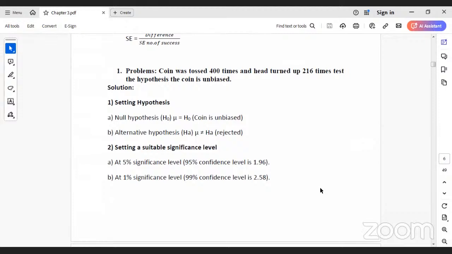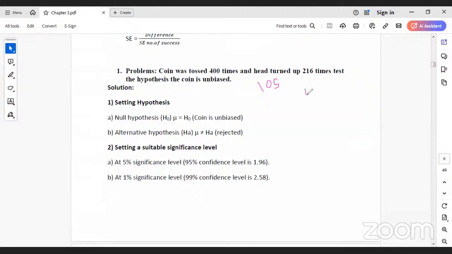Then the alternative hypothesis, HA, mu is not equal to mu, that is rejected. Next is setting a suitable significance level. In this problem, I have written two LOS values, but we'll consider only one. For your understanding, I have written A, B here. Observe carefully: in the given question, the LOS, 5% or 1%, is not given.